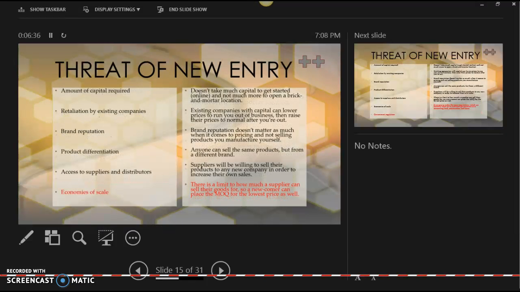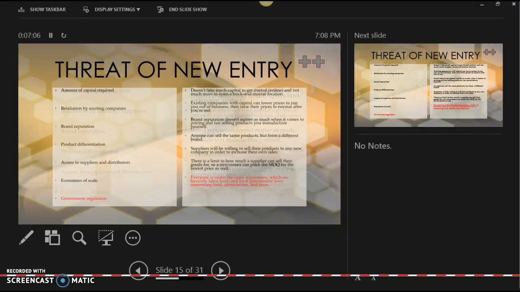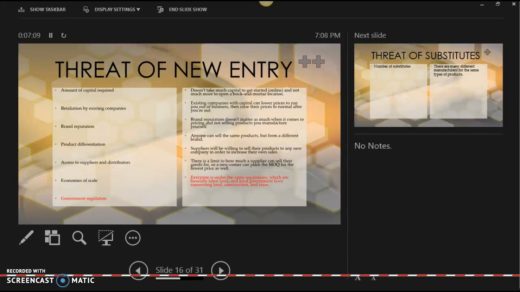So for economies of scale, there's a limit to how much a supplier can sell their goods for. So a newcomer can get the same lowest price at the MOQ, the minimum order quantity. Each distributor has a minimum amount that they can make, and the very, very minimum is making their money back for what they paid for it. So anyone can get that same low price, as long as you're buying enough. In government regulation, everyone's under the same regulations, which are basically labor laws, local government laws concerning land, construction, and taxes.